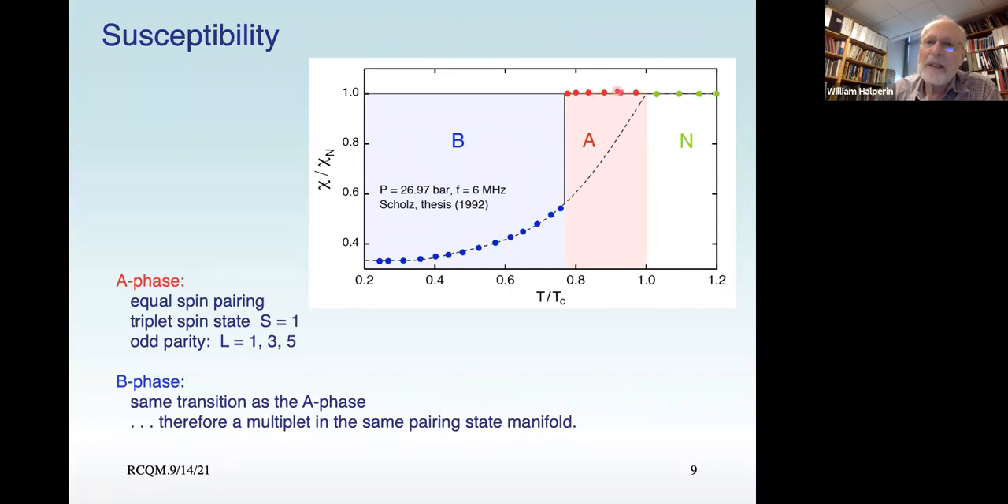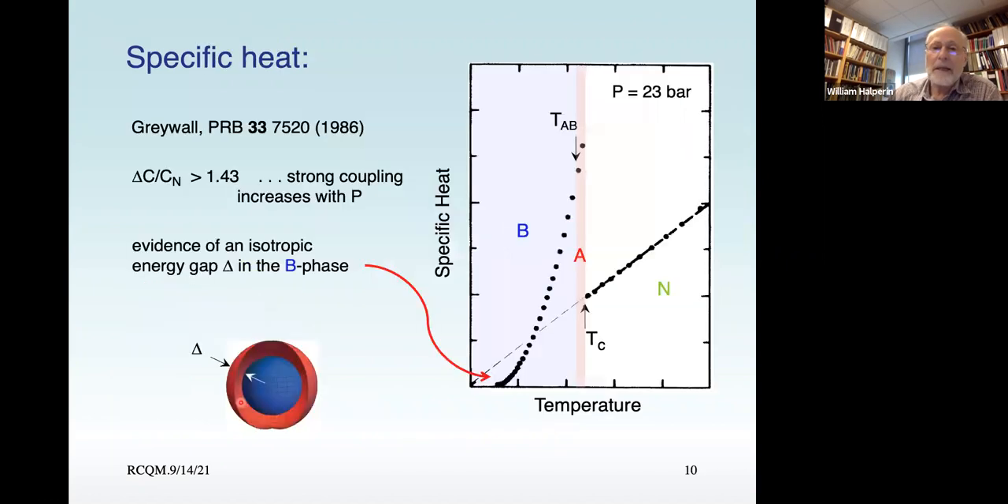That means since the susceptibility is the same as the normal state, we have an equal spin pairing state, and that triplet state is specified by the spin quantum number being 1, and therefore it being odd parity. There's negligible spin orbit interaction. So these are good quantum numbers, and we're looking now for which is the odd parity partner here to make the A phase. And correspondingly, what is the nature of the B phase? Because there are a number of states in this manifold, which you will see in a minute.